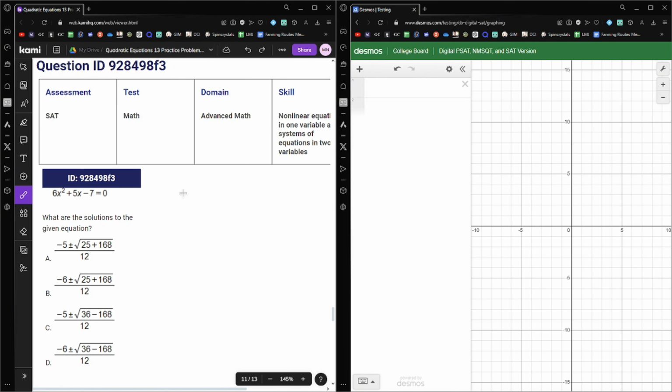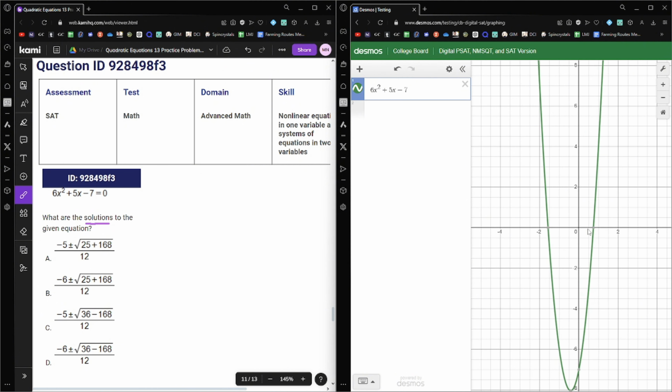Question number 11. Here they give us this equation, and they're asking us for the solutions. Now I think you can tell, but all of these answers, they look like they're in the quadratic formula, but we're not using the quadratic formula. Alright, let's put that in Desmos. 6x squared plus 5x minus 7. And we get that our two solutions are those numbers.